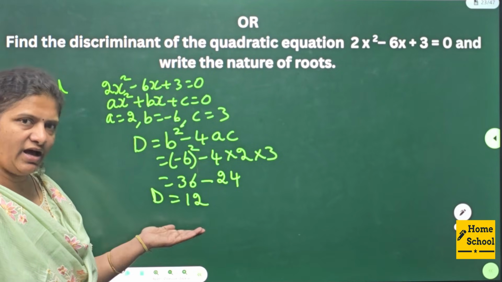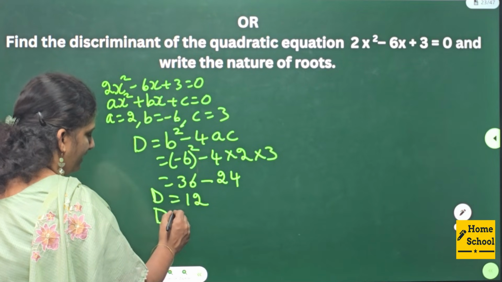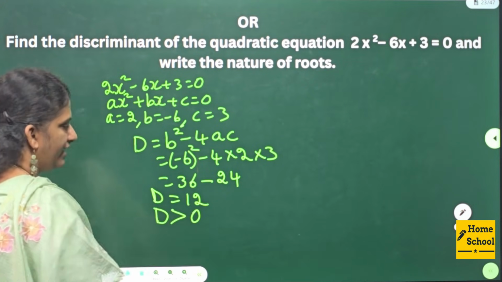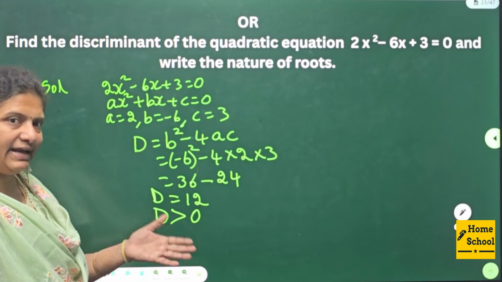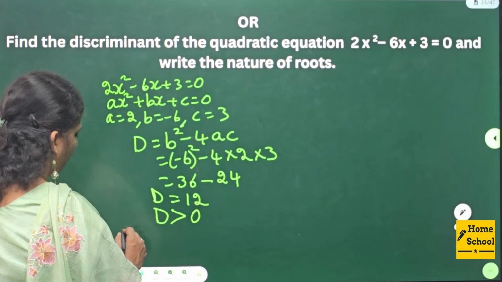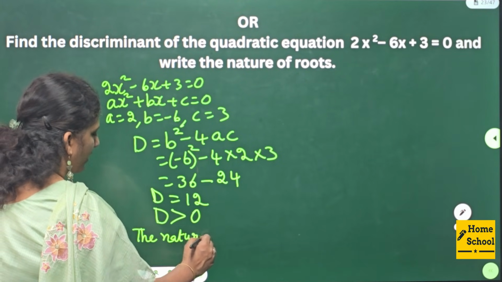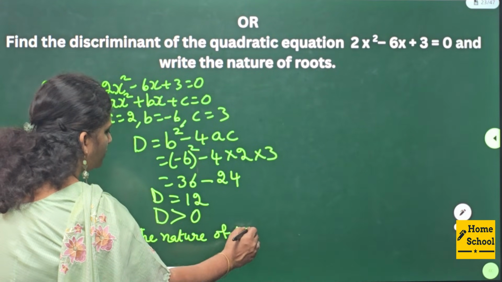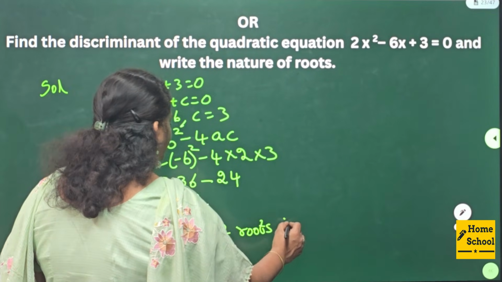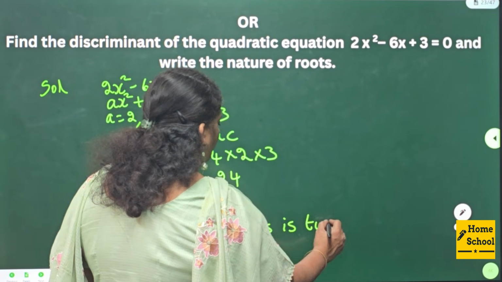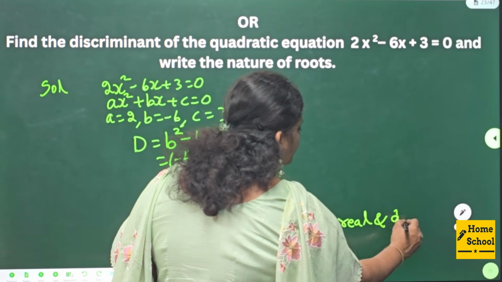What is the discriminant value? 12. Now we will write d is greater than 0. First you need to write this one. Discriminant is greater than 0. Therefore, the nature of roots of the given quadratic equation is 2 real and distinct roots.